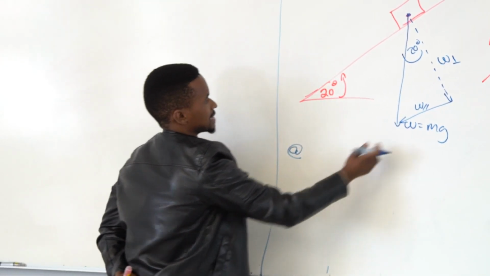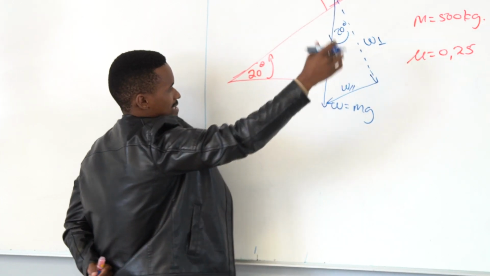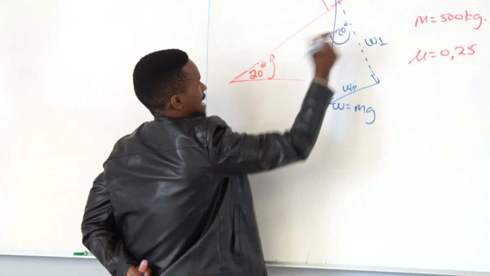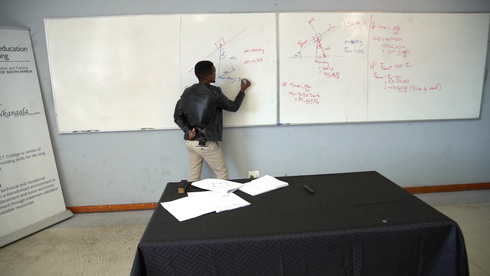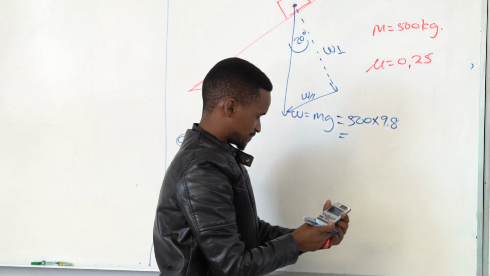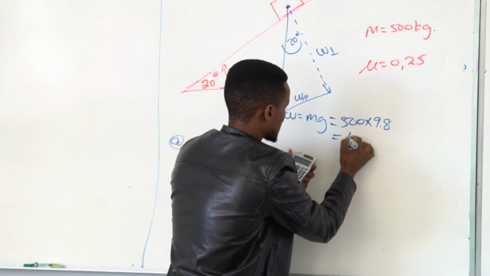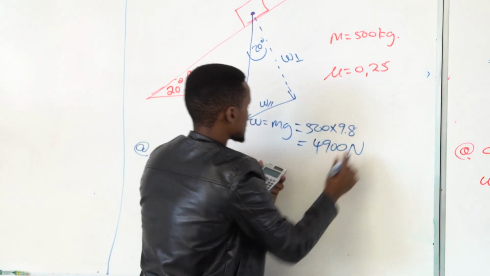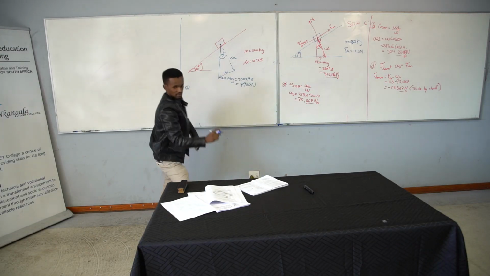Now, the one that is perpendicular to the incline is this one. Now, we're going to do the same thing, which is adjacent over hypotenuse. Meaning now, we can calculate the mass here, 500 times 9.8, and we're going to get 4,900 newtons.